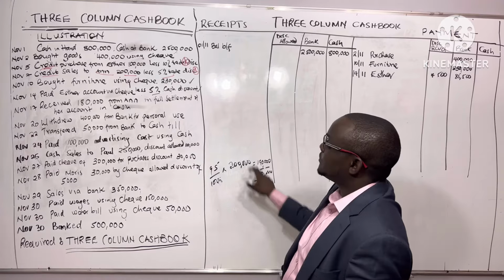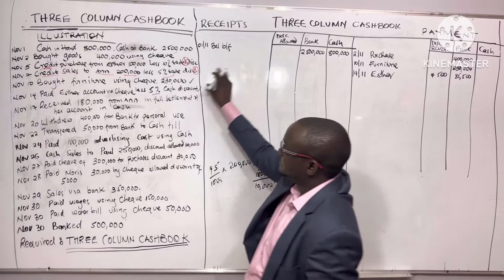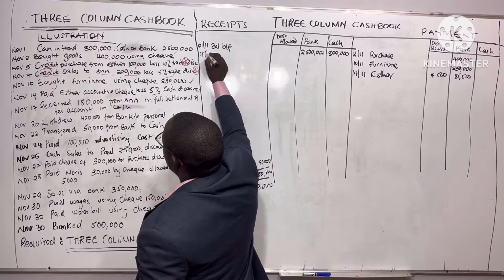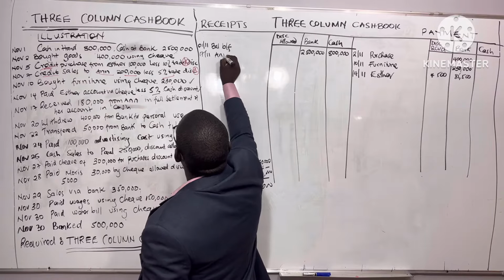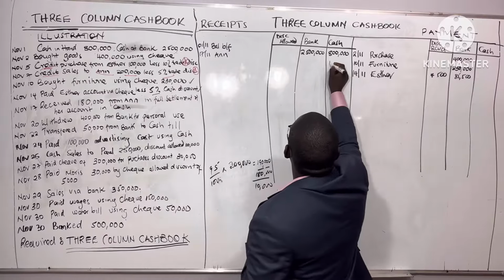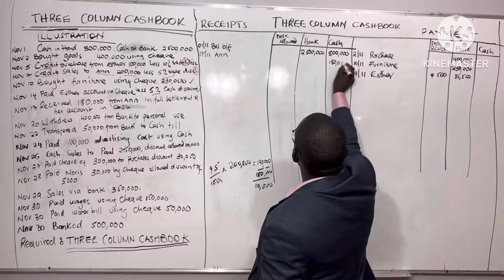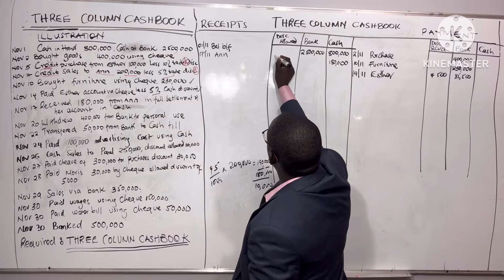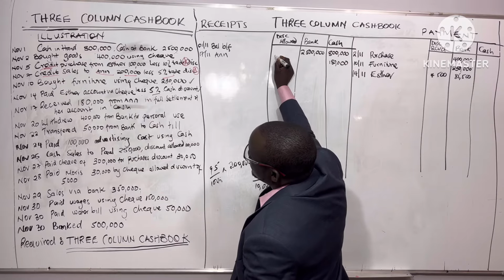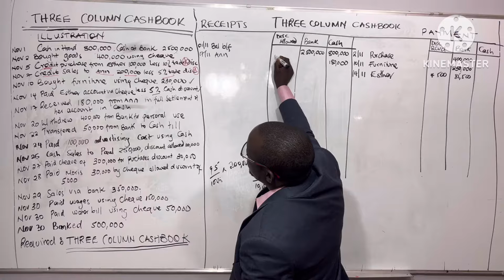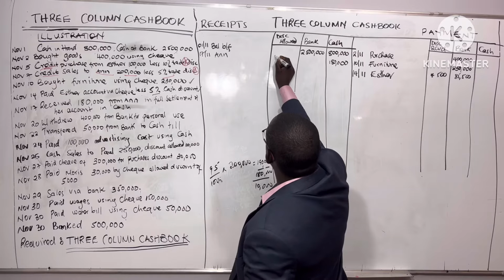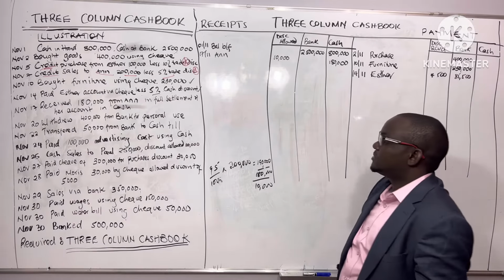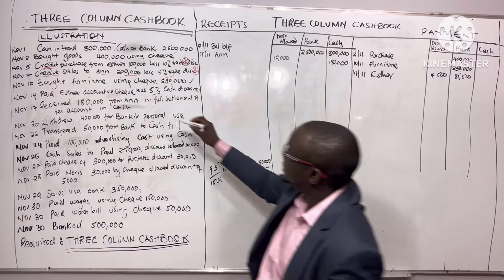So this will be recorded here because we are receiving money. On 17th of November we have Anne. We are receiving in cash, so in cash we write 180,000. Here, the discount that we have allowed Anne is 10,000. The discount that we have given Anne is 10,000. So this one is settled.